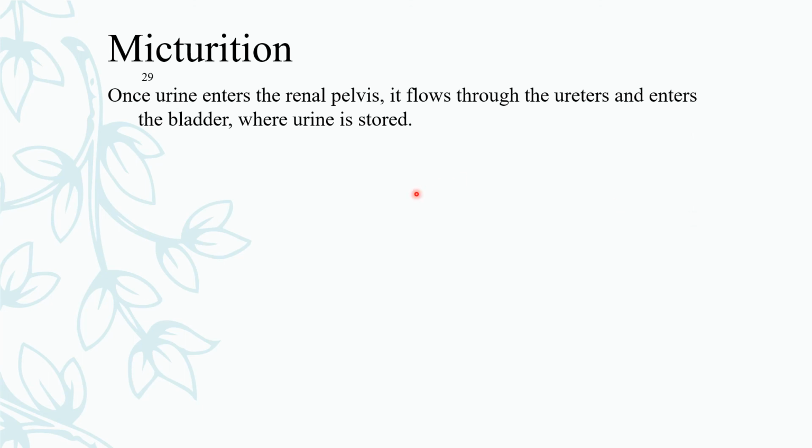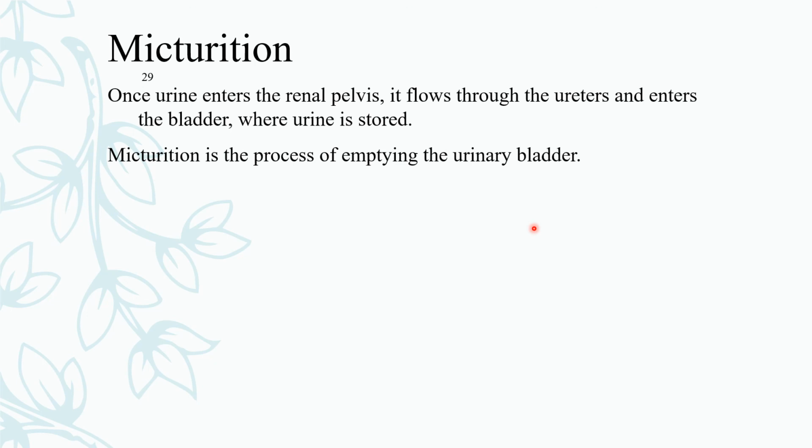Okay, so now let's take a look at micturition or peeing. So how does this work, right? So first, urine enters the renal pelvis, and then it'll flow through the ureters and enter into the urinary bladder. And again, the bladder will serve as a storage location for that urine. Okay, so micturition is the process of emptying the urinary bladder or peeing.